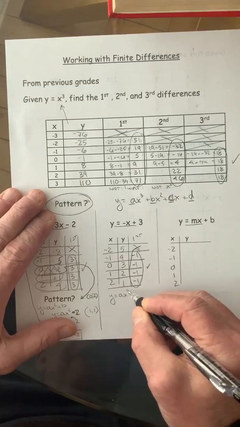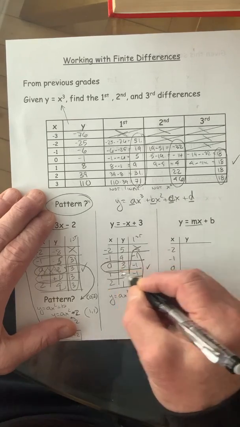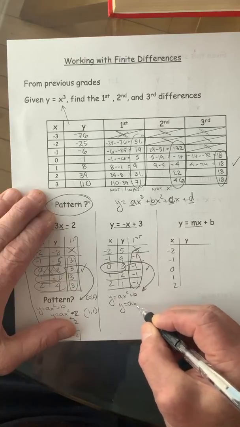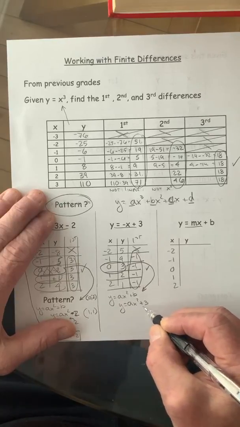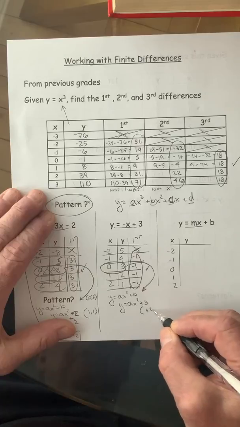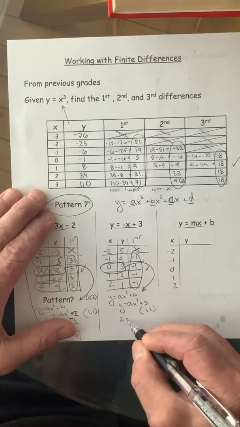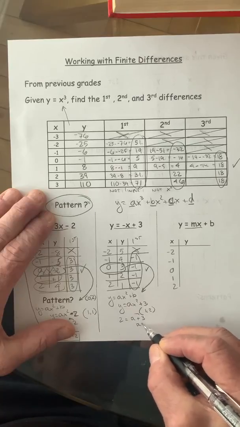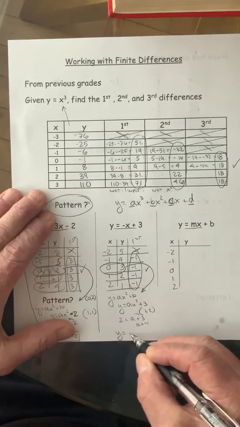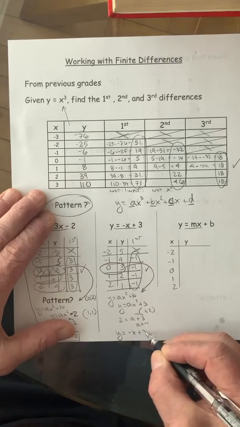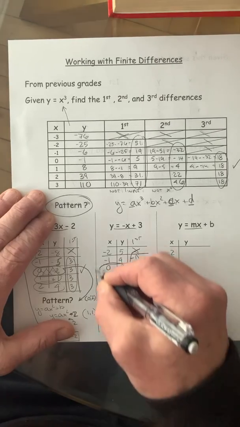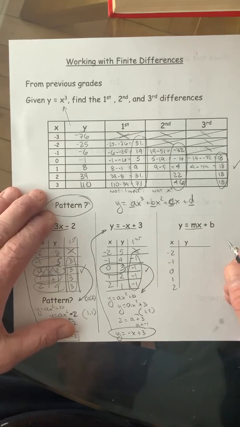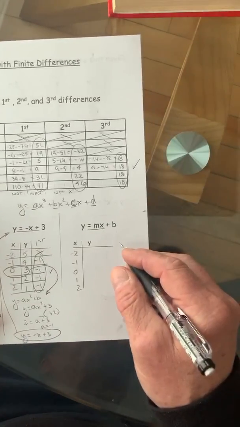Y equals ax plus b. Use the data if possible. Y equals ax plus 3. Pick another set of data. I'll pick 1, 2. 2 equals a plus 3. Bring the 3 across. A is negative 1. Y equals negative x plus 3. Surprise, surprise.